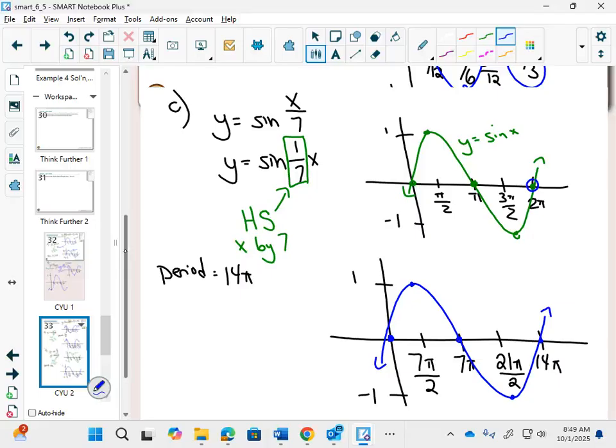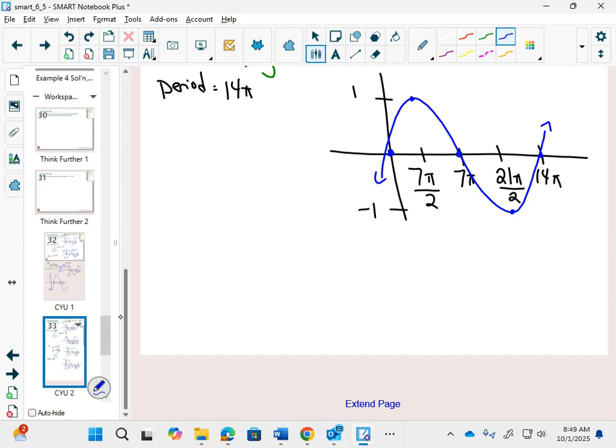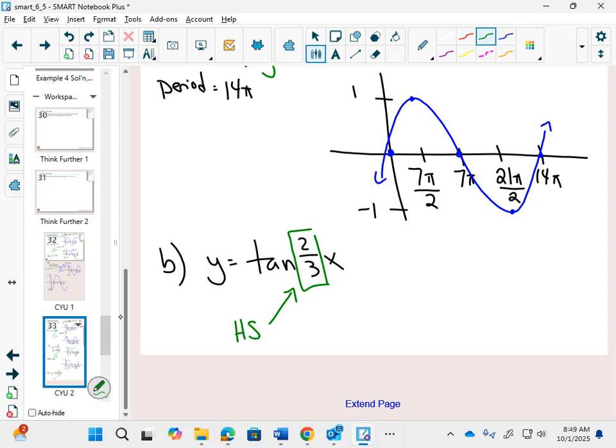And finally, we'll do B last. B is y equals tan of 2/3 x. The reason I wanted to do B last is because tan is a little bit different. Okay, here we go. This is going to be a horizontal stretch. You would multiply x by the reciprocal, 3/2. And we call it a stretch because 3/2 is 1.5, which is bigger than 1.